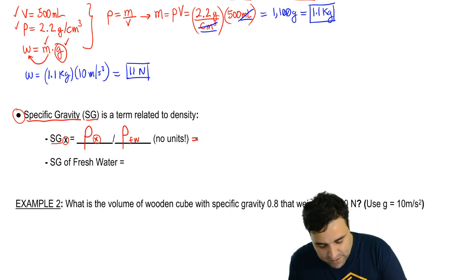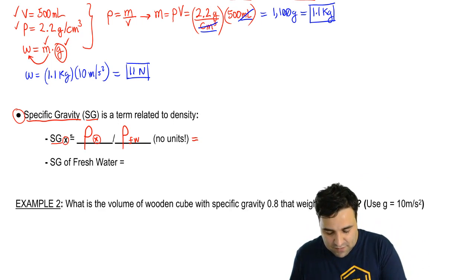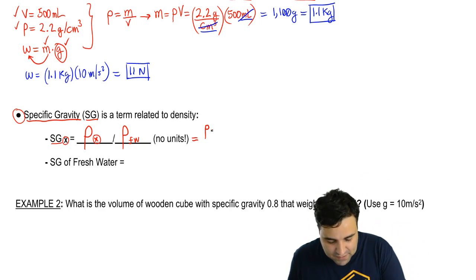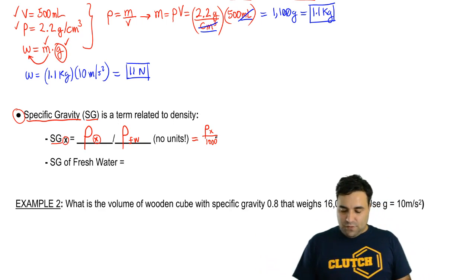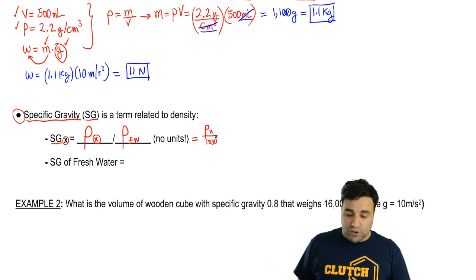So I can simply rewrite this and say that the specific gravity of something is the density of something divided by 1,000. That's it. Just take the density divided by 1,000.